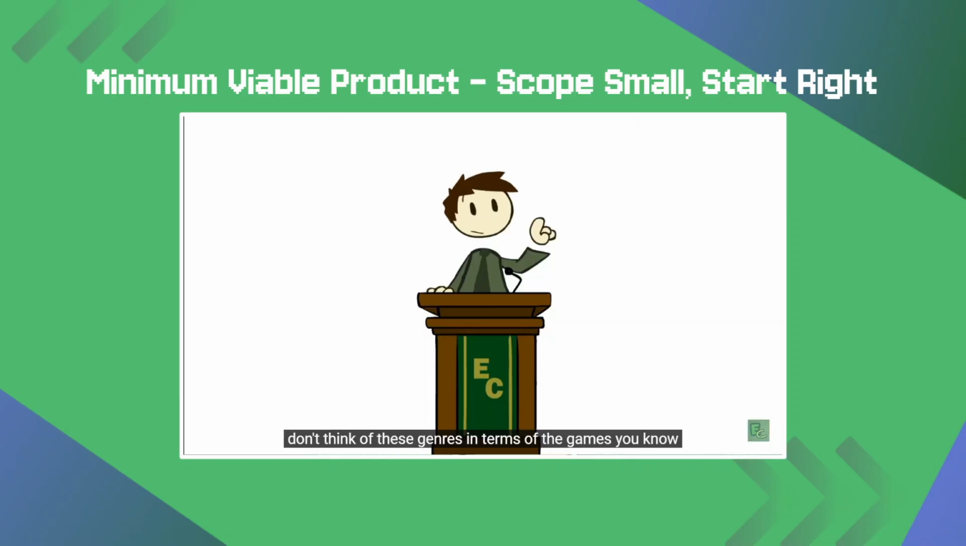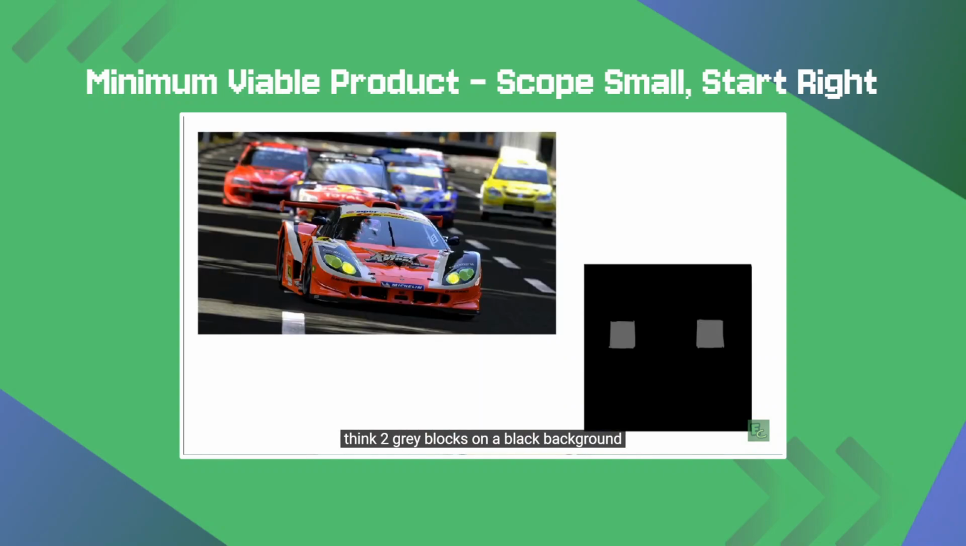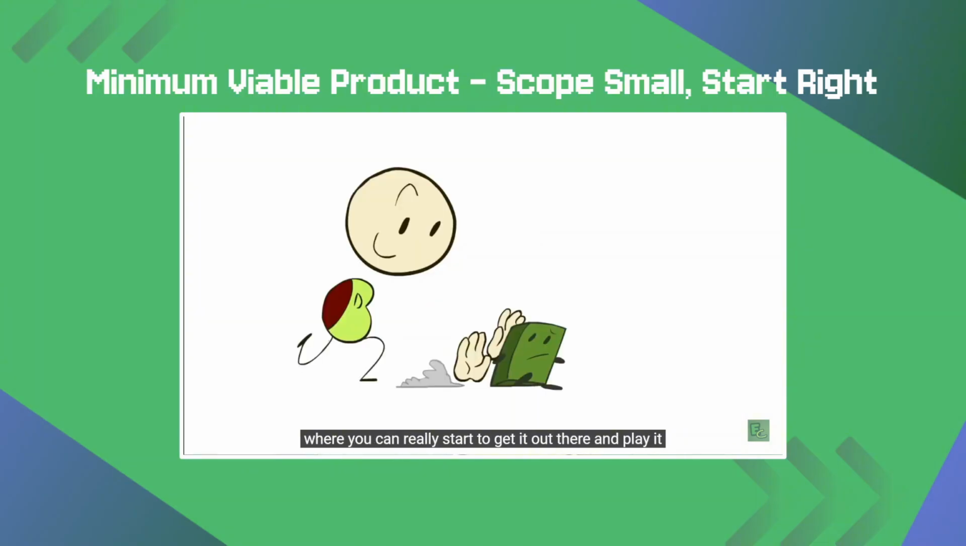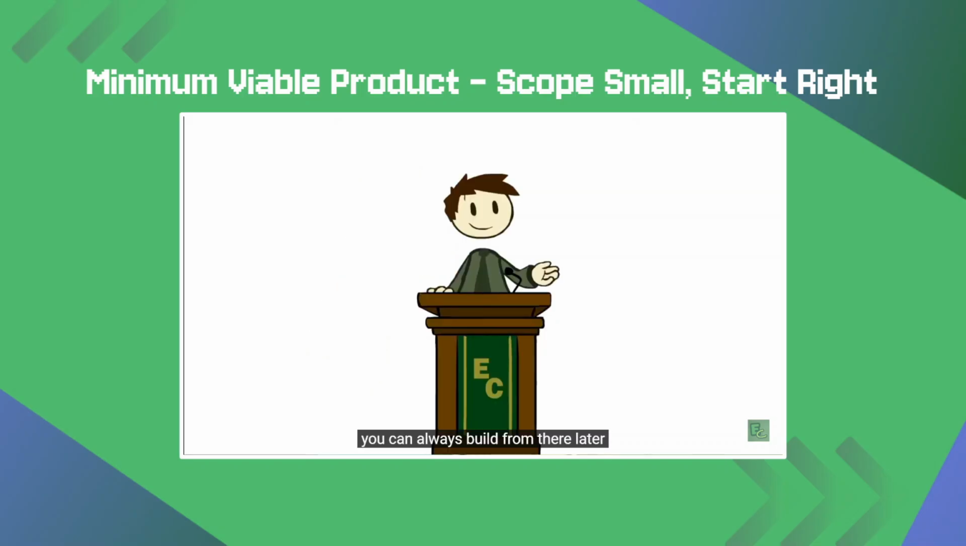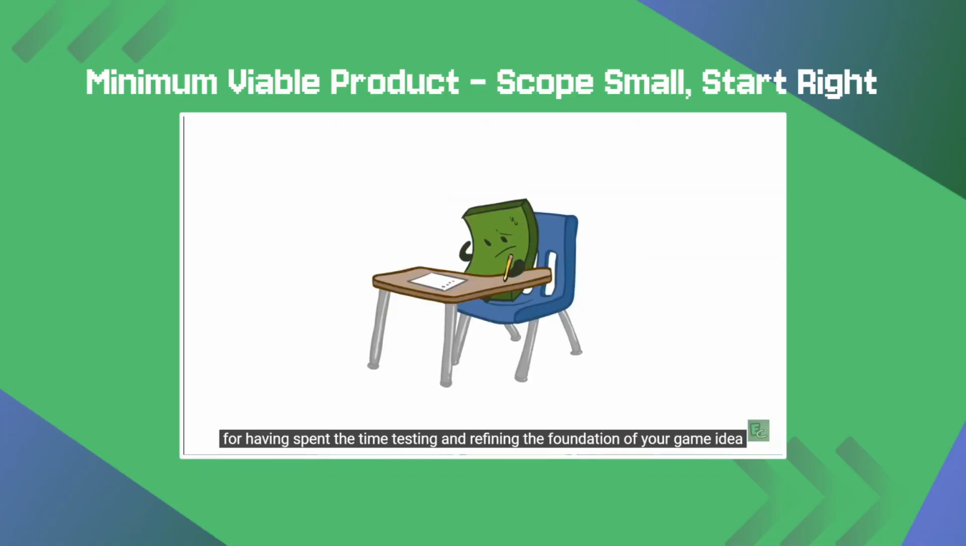And again, don't think of these genres in terms of the games you know. When I say racing game, don't think Gran Turismo. Think two gray blocks on a black background with acceleration and collision mechanics. That is all you need to hit that minimum viable product or prototype stage, where you can really start to get it out there and play it and learn what's needed to improve it. You can always build from there later and add more cool features, but your game will be better off for having spent the time testing and refining the foundation of your game idea.